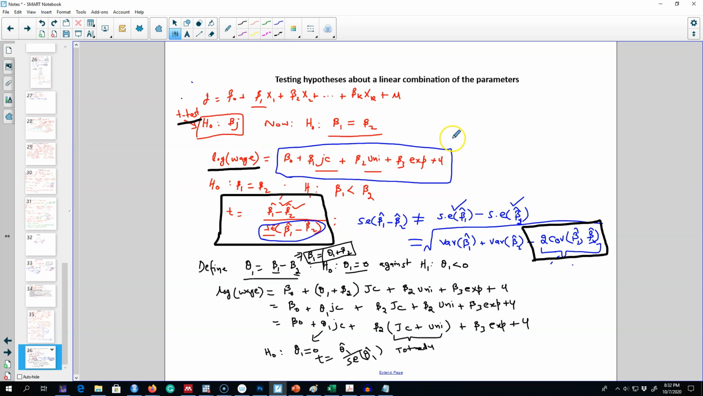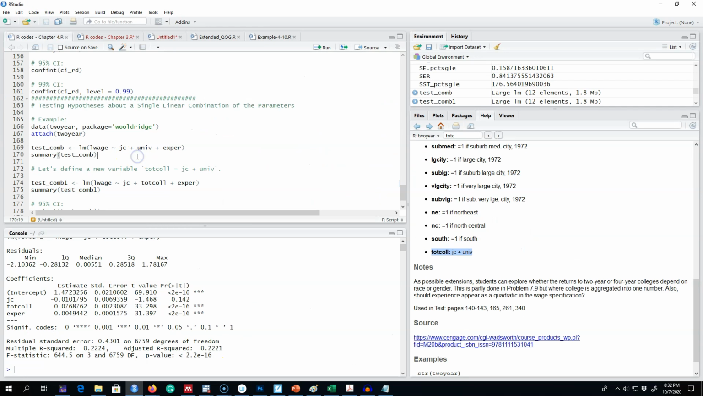And I introduced you to this manipulation where we can tweak our model a little bit. And instead of estimating this model and then calculating the covariance between beta 1 and beta 2, we tweak our model so that we can get everything from the regression output so that we don't have to worry about this covariance. So I talked about this. In this video, I'm going to show you an example in R where I will be estimating this model. This example is from the dataset twoyear from the Wooldridge package.